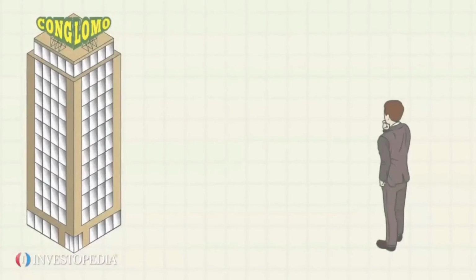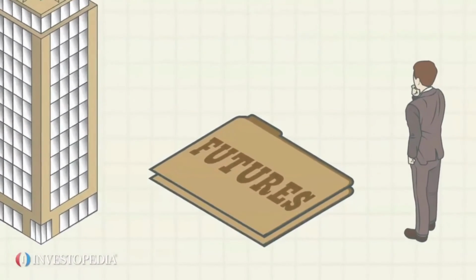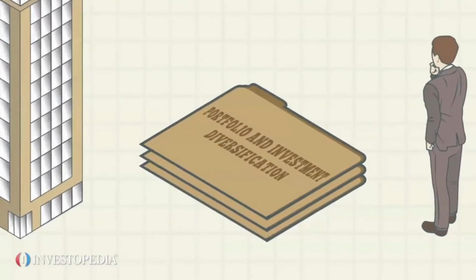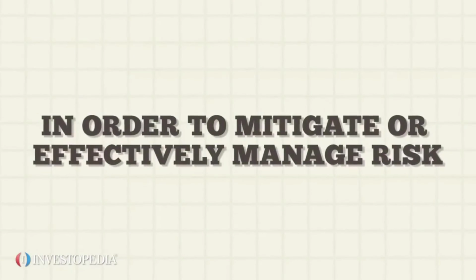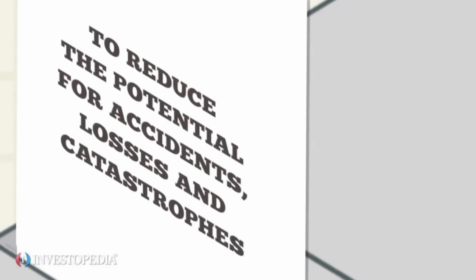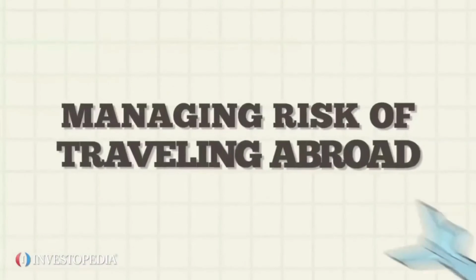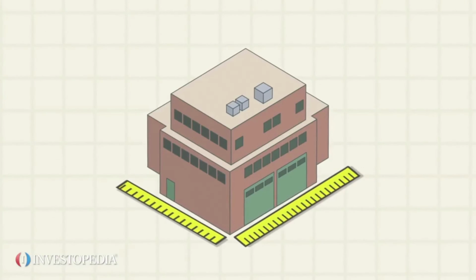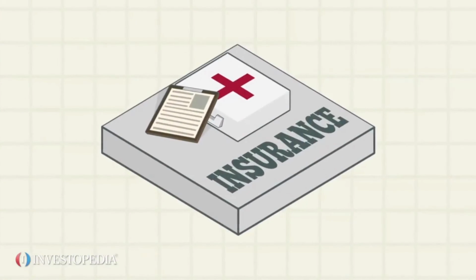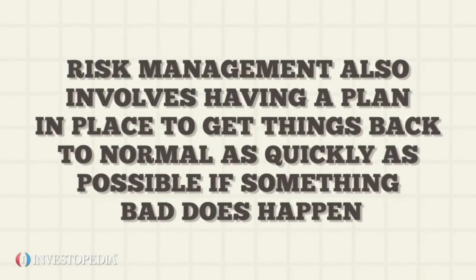Companies and investors frequently use financial derivatives like options and futures, and strategies like portfolio and investment diversification in order to mitigate or effectively manage risk. Outside the financial world, risk management involves organizing and operating to reduce the potential for accidents, losses, and catastrophes. This can involve anything from managing risk of traveling abroad to designing safe buildings and products, as well as the most traditional form of risk management, purchasing insurance. Risk management also involves having a plan in place to get things back to normal as quickly as possible if something bad does happen.